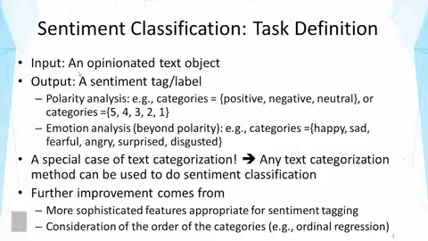One is to use more sophisticated features that may be more appropriate for sentiment tagging, as I will discuss in a moment. The other is to consider the order of these categories, and especially in polarity analysis, it's very clear there's an order here, and so these categories are not all that independent. There's order among them, and so it's useful to consider the order. For example, we could use ordinal regression to do that, and that's something that we'll talk more about later.